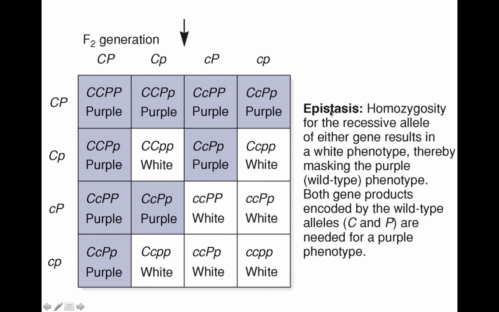So epistasis is when one gene product affects the genotype of the other gene product. So, for example, here's an individual that has two good P alleles, but because it has two recessive C alleles, you can't see the effect of these two good P alleles. That is epistasis, when one gene masks the effect of the other.